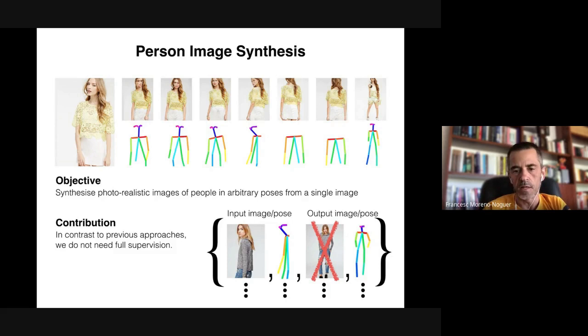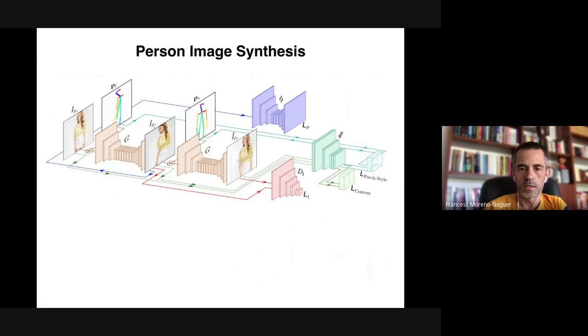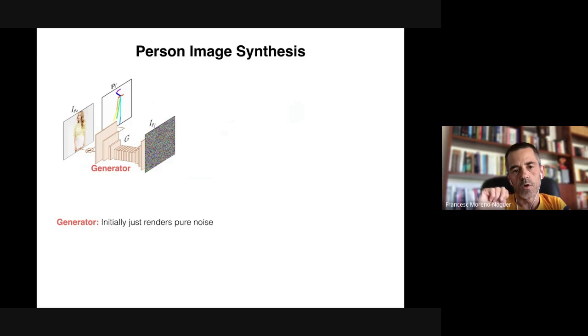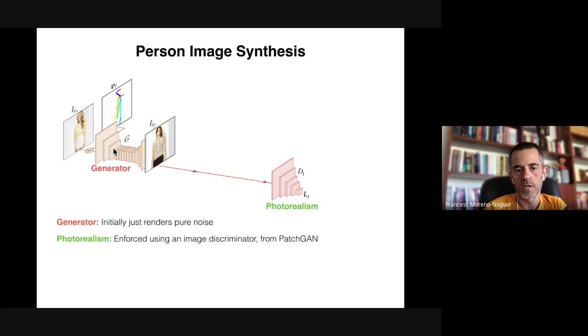But to solve this, we built this network. At first sight, it may look a bit cumbersome, but I'll try to explain it in some detail. Basically, given an input image, we wanted to train this network G that provides an image of the same person in a different pose. This pose here is the target pose. But we had to do this step by step. First, if we only had this generator and we didn't use any other kind of constraint, we would just get pure noise. If we wanted to force the generator to produce photorealistic images, we used a discriminator.